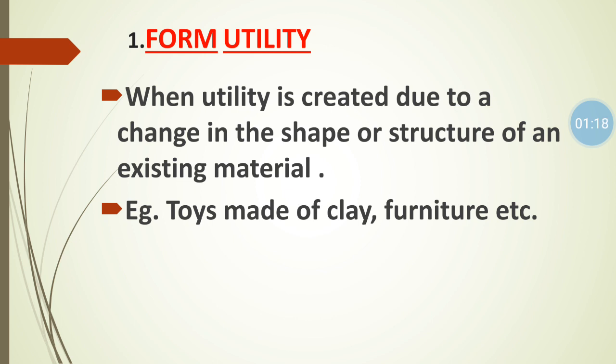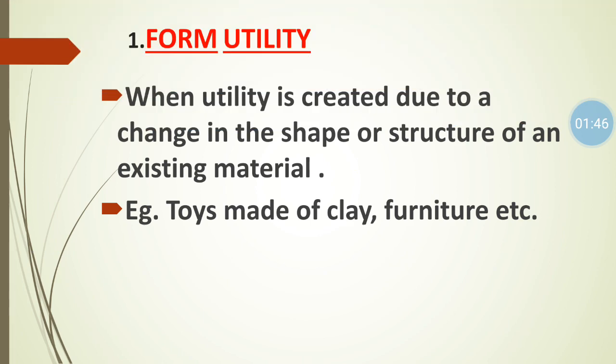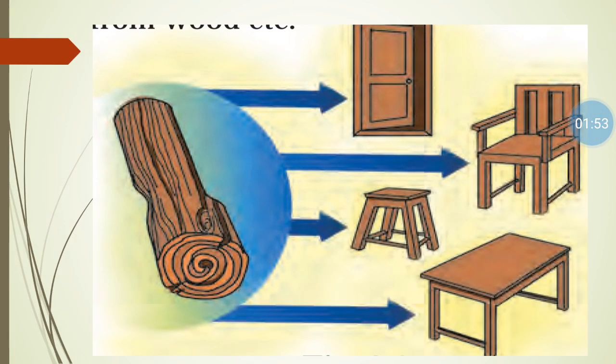Example, toys made of clay. As we know, we used to play with clay when we were children. With the help of clay we can make toys, we can make many things. So the shape of clay is transformed into toys. Same here, furniture. You can see in the picture, with the help of wood we make doors, chairs, tables, benches, etc. So form utility means when the shape and structure of any existing material change, that is called form utility.